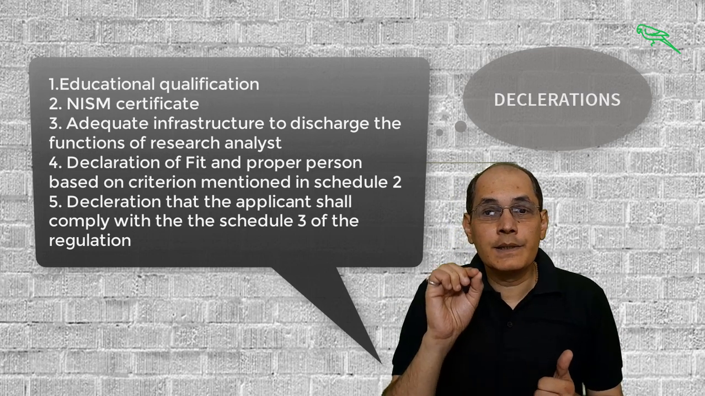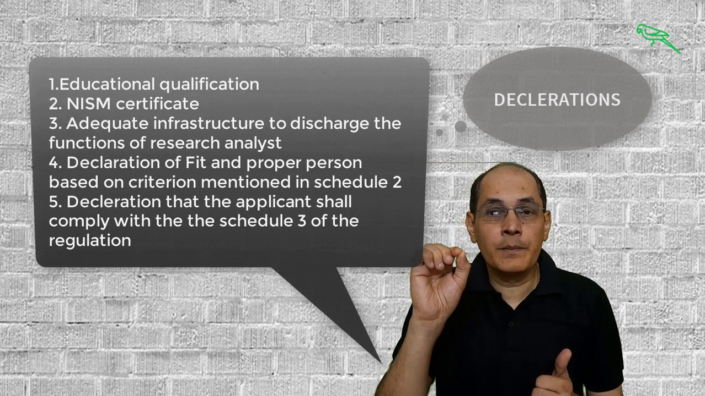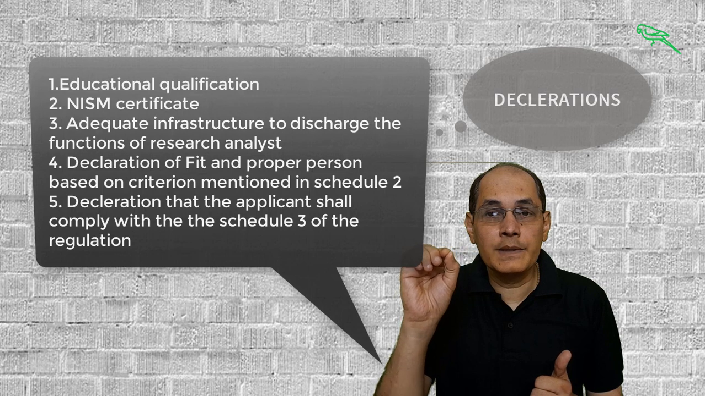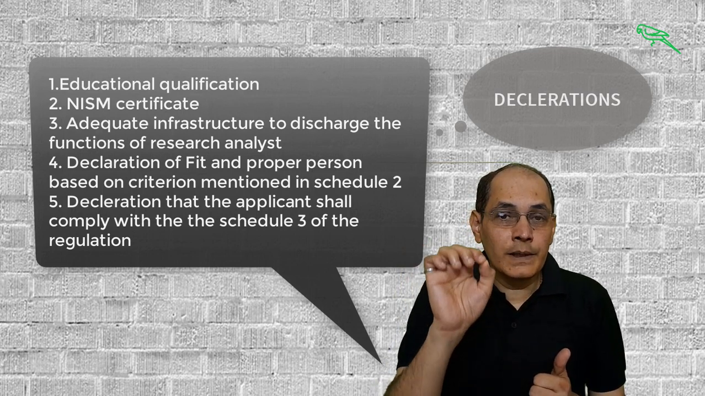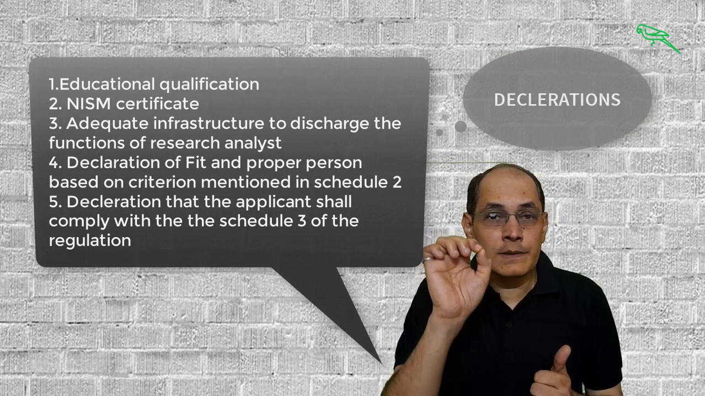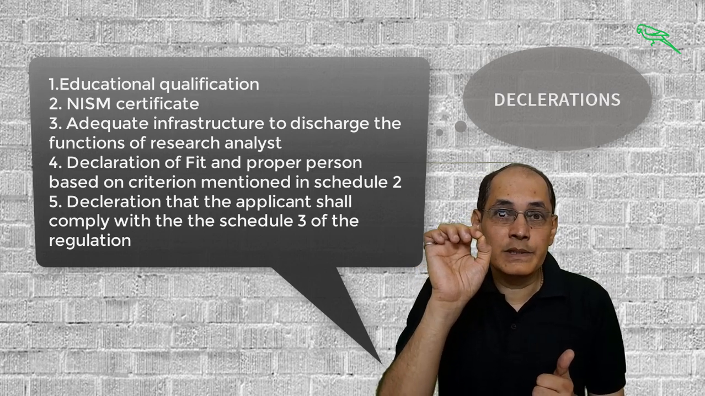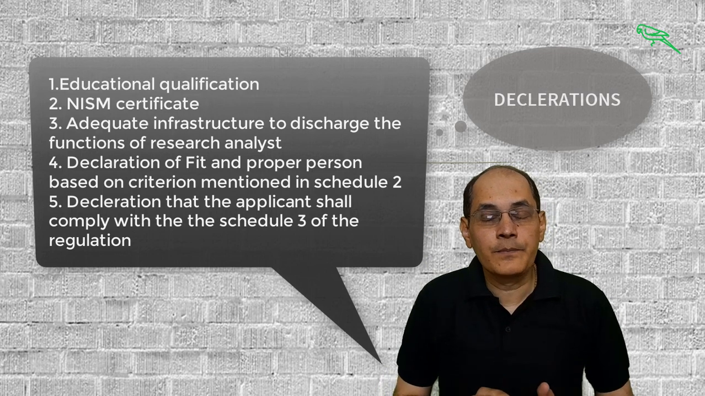Next is declaration of fit and proper person based on the criteria mentioned in Schedule 2. So Schedule 2 of the regulation mentions what is meant by fit and proper person. You must make a declaration with respect to this.